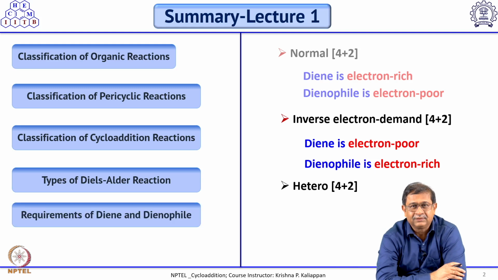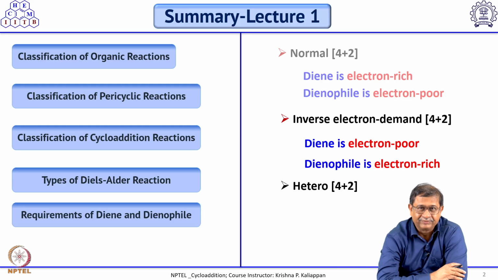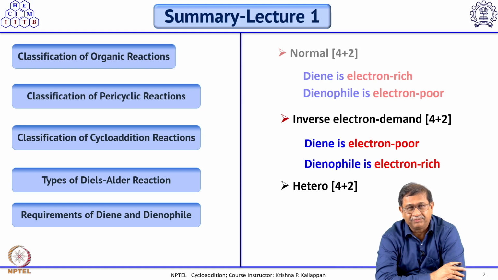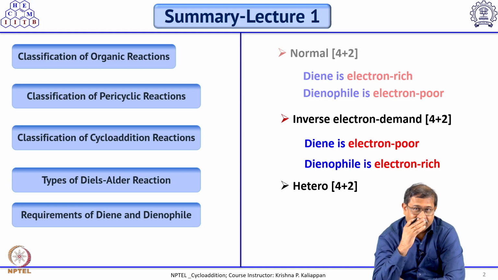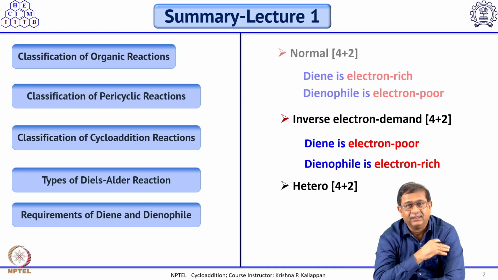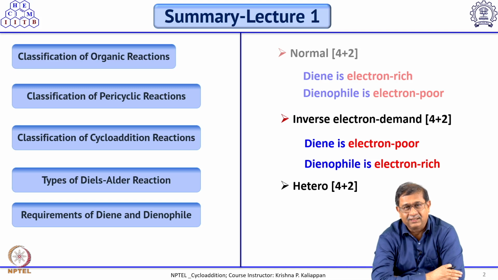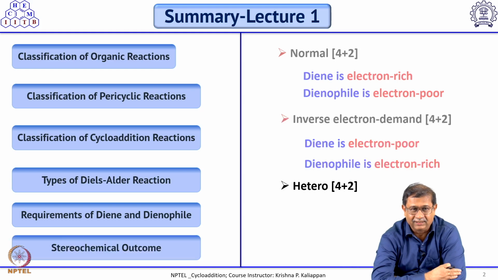The third one is the hetero 4+2 cycloaddition reaction, where the heteroatom can be part of either the diene or the dienophile, or sometimes it can be present in both. Then we also discussed the various requirements of diene and dienophile to undergo Diels-Alder reaction. For example, in the case of diene, the diene should be in S-cis conformation, then only it can undergo Diels-Alder reaction. The S-trans conformation cannot undergo Diels-Alder reaction.